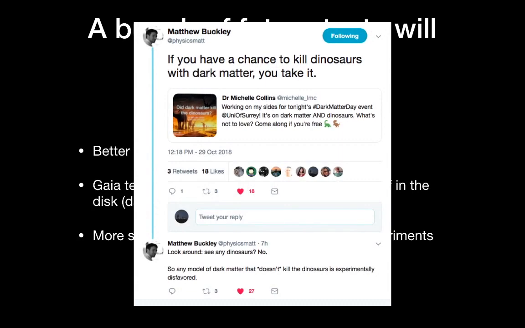And some particle physicists quite like this idea. So this was a particle physicist from the US who actually thinks that if you have a chance to kill dinosaurs with dark matter, you should definitely do it. And as he points out, if you look around, we don't see any dinosaurs now. So any model of dark matter that doesn't kill the dinosaurs is therefore experimentally disfavoured. So that's like a particle physicist's view on the matter. So obviously that makes it completely legit, and we should worry about dark matter killing the dinosaurs.